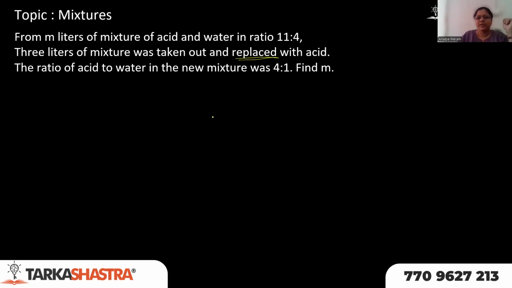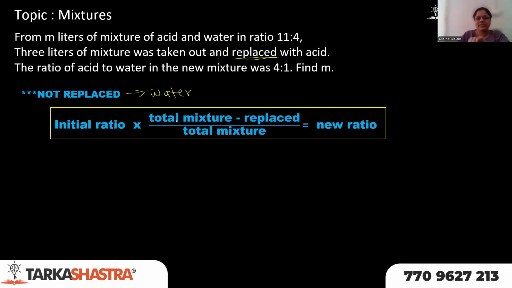Now, for solving questions of replacement, what we first need is the quantity which is not replaced. We can see here there is acid and water. The one which is not replaced is water. So in both places, I'm going to concentrate on the water ratio. Then the shortcut that I'm going to use to solve the replacement question is this formula. I'm having the initial ratio of the quantity which is not replaced.